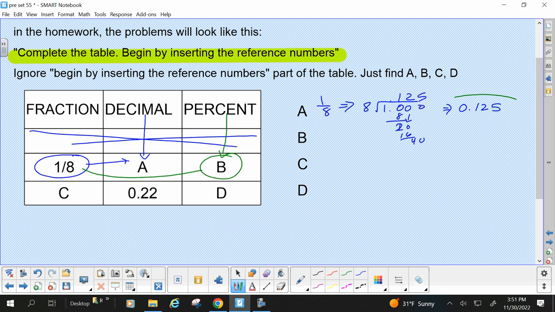Hey, if you know what you're doing, you should be good. If 0.125 is the decimal, then to make it a percent, I just move the decimal twice to the right, so it's 12.5%. When you're going from decimals to percents, you're just moving decimal places. It's easiest. Okay? Try C. C is take the decimal 0.22 and make it a fraction.